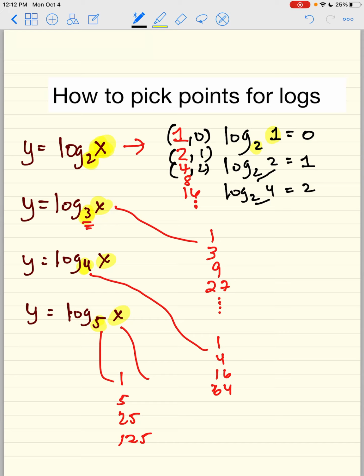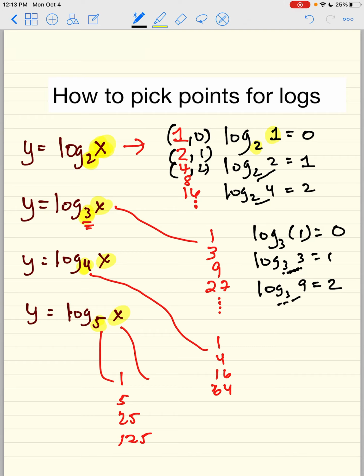When you pick this here, log base 3 of 1, 0. Log base 3 of 3, 1. 3 to what power makes 3? 1. Log base 3 of 9, 2. 3 to what power makes 9? 2. That's why we pick those points, okay?